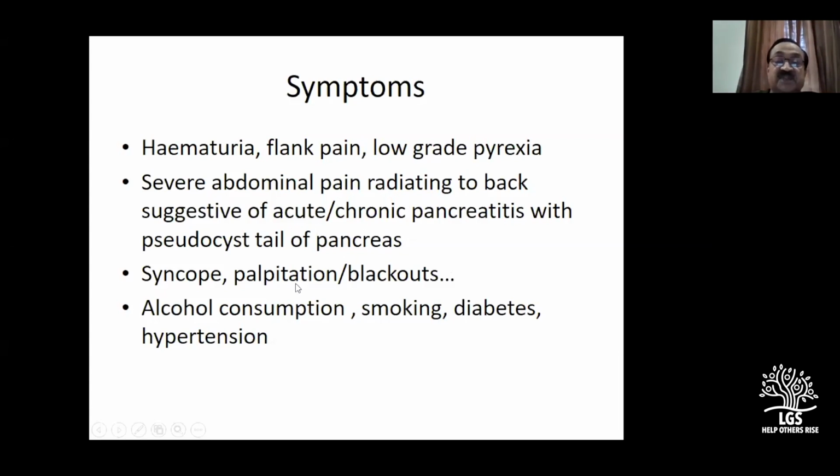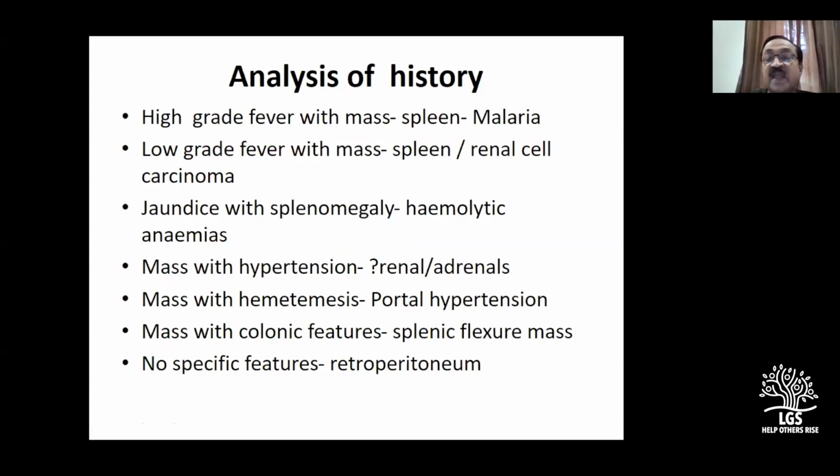I have written here alcohol consumption, smoking, diabetes, hypertension. These may give you a clue whether it's a cirrhosis of the liver. Smoking here is known for cancer of the pancreas. The patient has got diabetes recently. Oh, is it a chronic pancreatitis with pseudocyst now? The patient is hypertensive. Is it RCC, renal cell carcinoma, or a renal adrenal mass, etc.? So you take all these symptoms, and then you start thinking and analyzing.